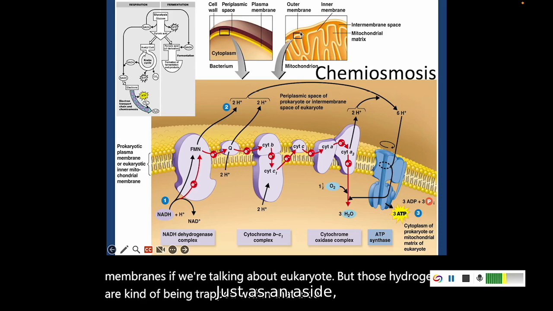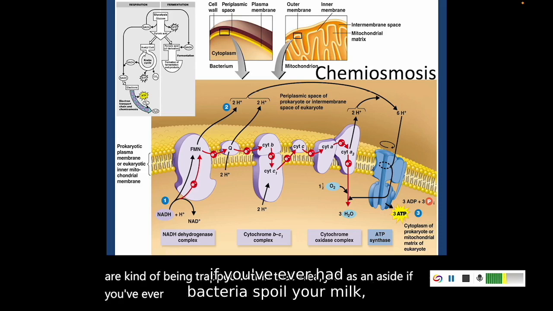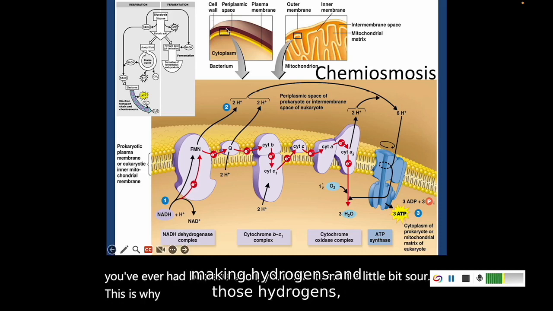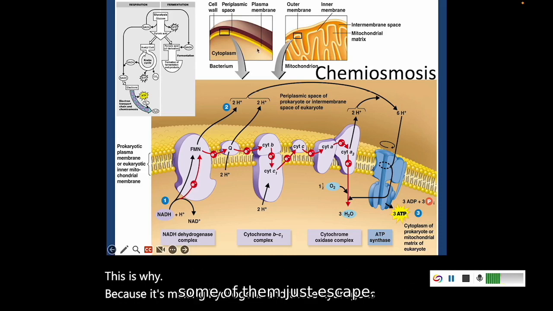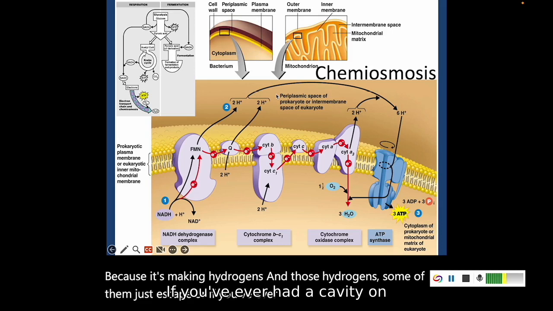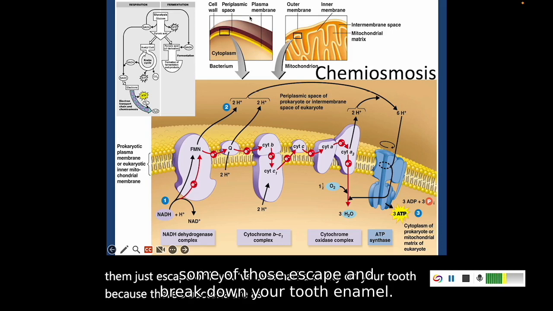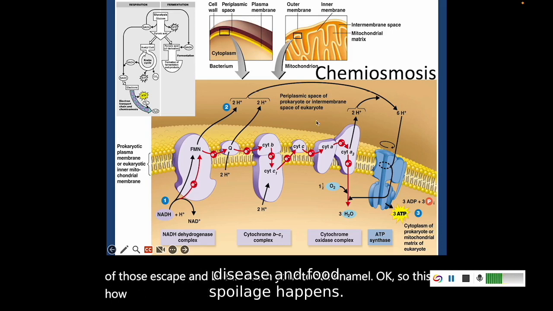Just as an aside, if you've ever had bacteria spoil your milk, turn it a little bit sour, this is why, because it's making hydrogens, and some of those hydrogens just escape. Or if you've ever had a cavity on your tooth, because those bacteria, as they're releasing these hydrogens, some of those escape and break down your tooth enamel. Okay, so this is how a lot of disease and food spoilage happens.